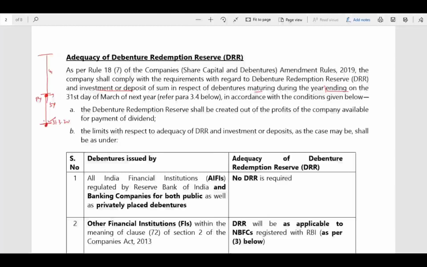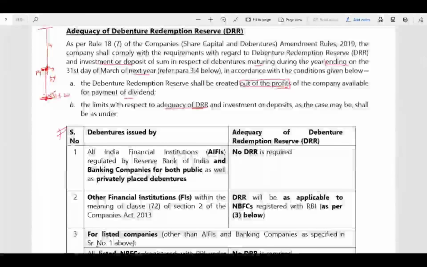So 31st March is over, and this financial year ends. If it is not created for this previous year, at least on the first day of the next financial year you are supposed to create it. In accordance with this condition, the debenture redemption reserve shall be created out of the profits of the company available for the payment of dividend, with limits with respect to the adequacy of DRR. This adequacy is what they have discussed in this chart.